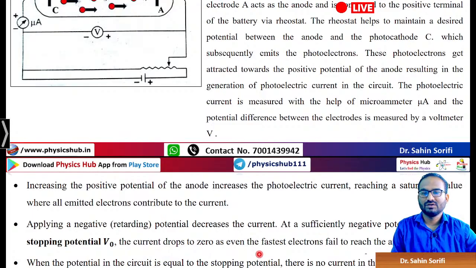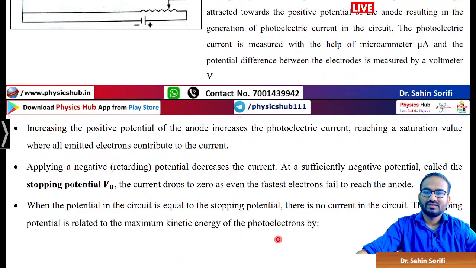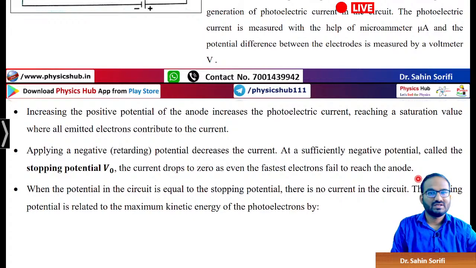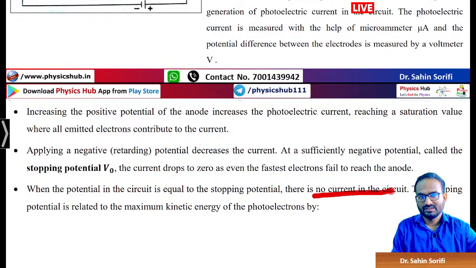The current drops to 0 as even the fastest electron fails to reach the anode. So when the potential in the circuit is equal to the stopping potential, there is no current in the circuit.